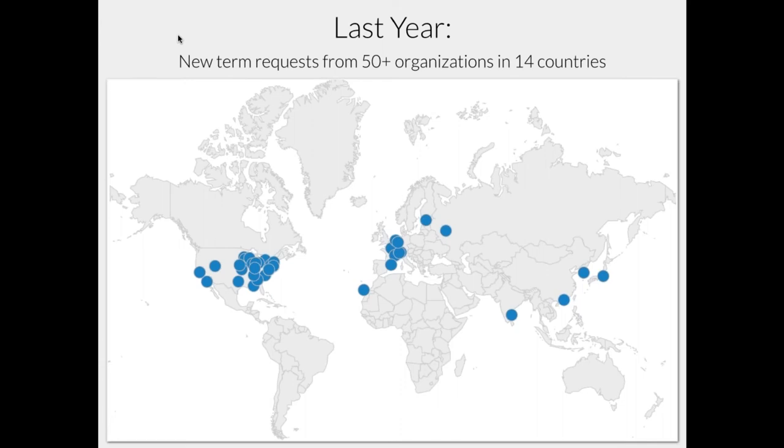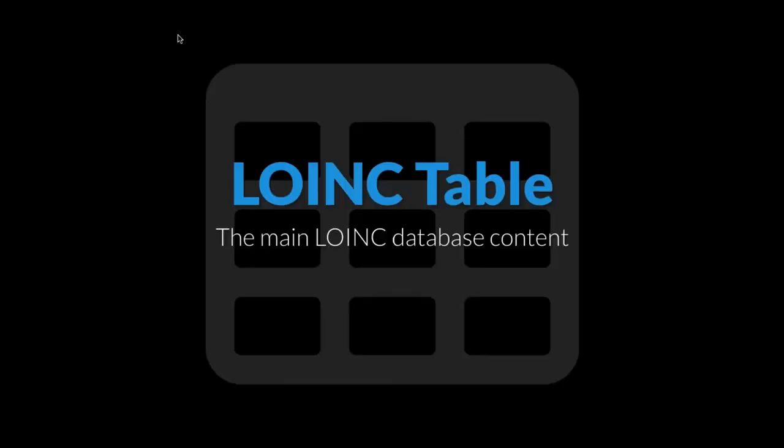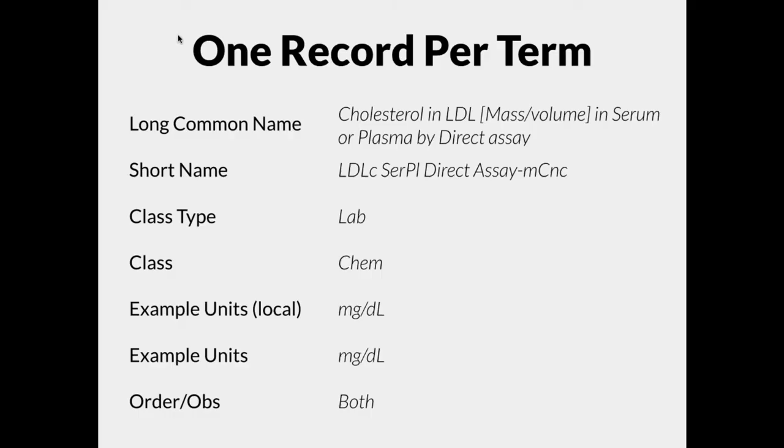The table, which I mentioned is the core artifact, is the main LOINC database. It's distributed in a couple of formats, a CSV file and an Access database, and it's organized with one record per term. There's the code, there's the structured name, which you're going to learn about in a second from Jim, as well as a number of other attributes associated with that term, including two different kinds of display names, the long common name, the short name, class, example units, and a whole bunch of other attributes.